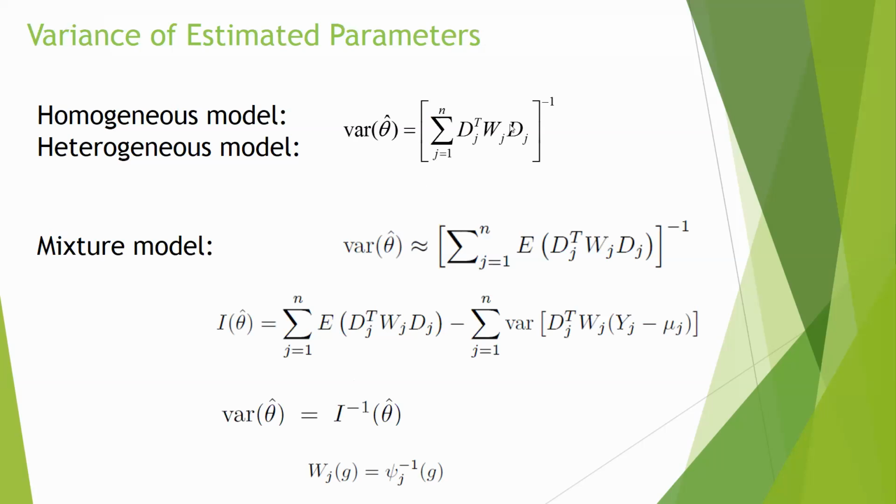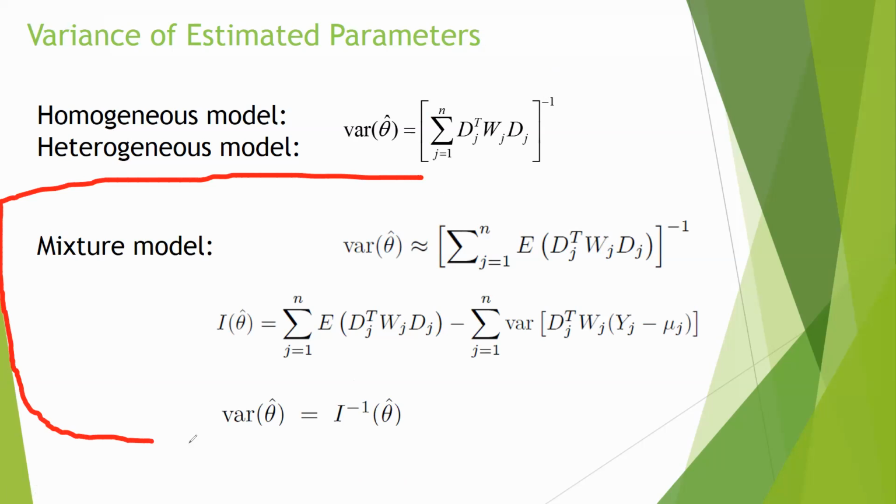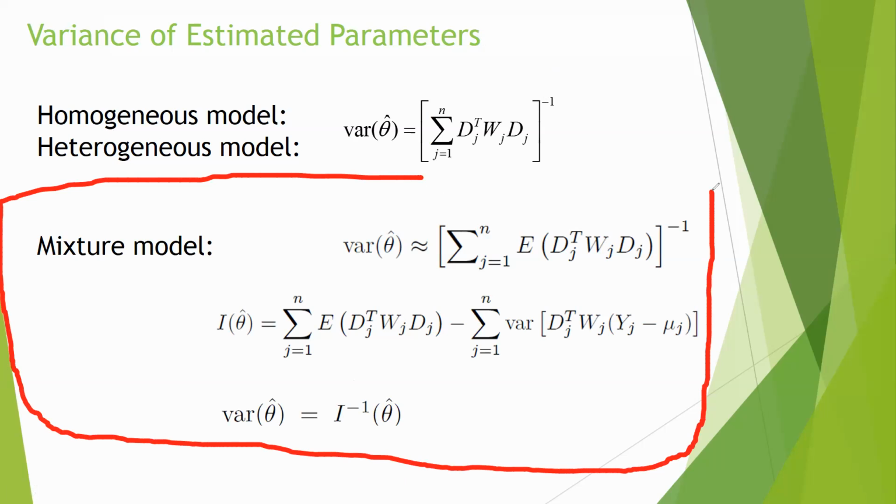Okay. All right. This is the mixture model, and how we derive the variance of the estimation for the parameters here. These parameters include the residual variance and the additive effects or the dominant effect.